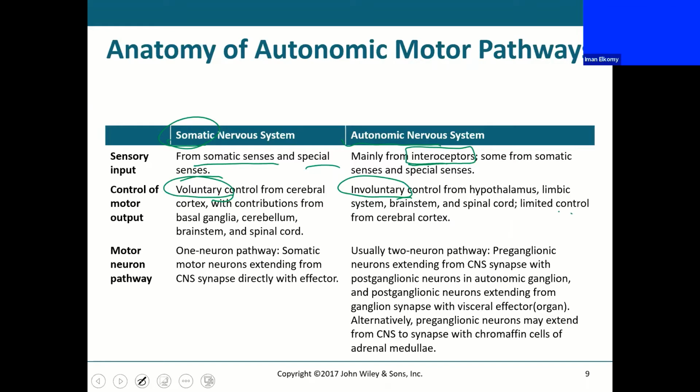But yeah, for real. So it is involuntary, and here it says limited control. That's what they're talking about when they say limited control. You can control it. The limbic system, yes, is your emotions. But you can with training. You can control your emotions and you can control your body's response to your emotions.